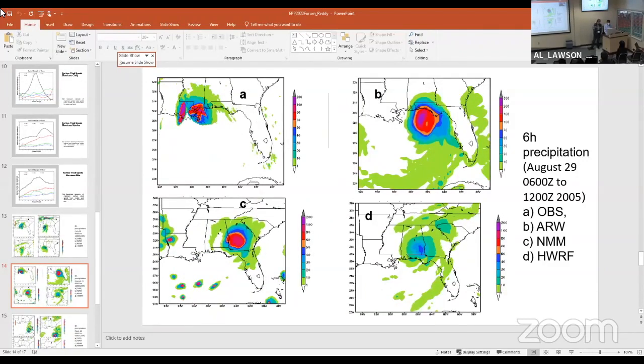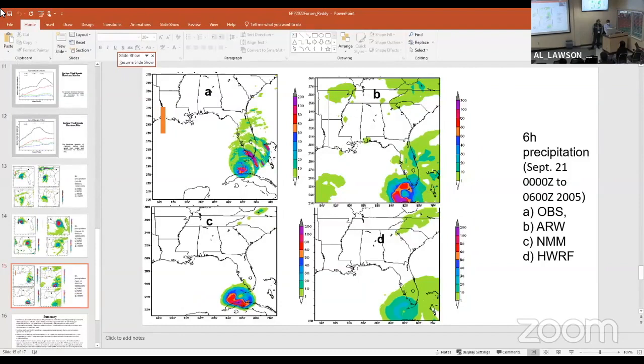And then here is Katrina. You see the intensity for ALW and NNM is good. But you see the location shifted, by almost how many miles? So it's a big location error, right? So it's not good for the location. Next one is for Rita, and I think B is LW. LW is best, kind of, a little bit over predicted, and the NNM is also a little bit over predicted, but the H-WRF is very under predicted.